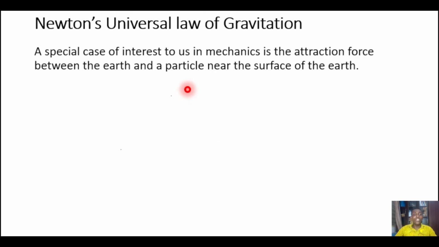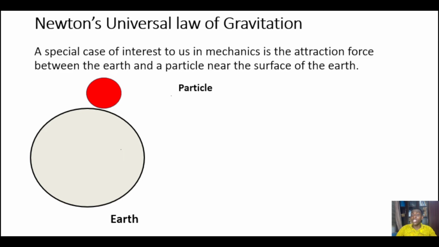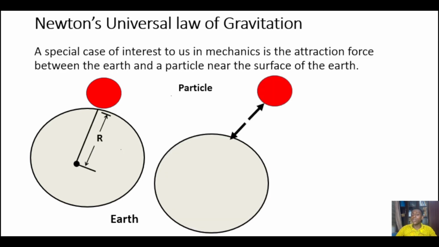A special case of interest to us in mechanics is the attraction force between the earth and a particle near the surface of the earth. Let's say I have a particle which is close to the surface of the earth, and I want to look at the force of attraction between this particle and the earth. This time, the distance between the mass centers becomes the radius of the earth. The particle is really small, so its radius is no longer important. That's why you don't see any r for it here.